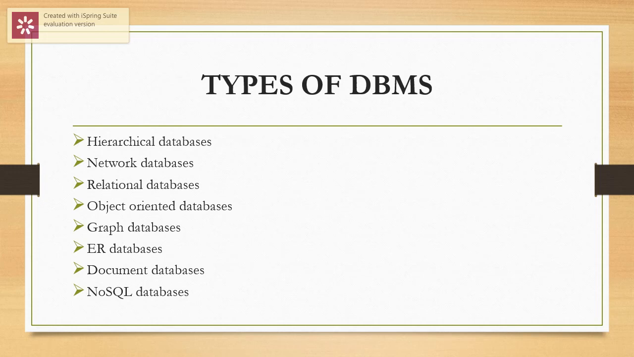We can also check on the types of DBMS, that is the database management systems, and I will mention them. Then at the end of this chapter, you will be required to make short notes. One of the types of the DBMS we have is hierarchical databases. Second, we have network databases. You also have relational databases, object-oriented databases, graph databases, entity relationship databases, document databases, and NoSQL databases.